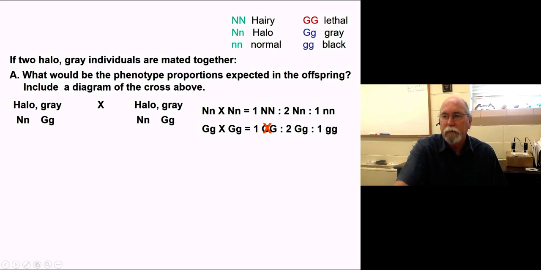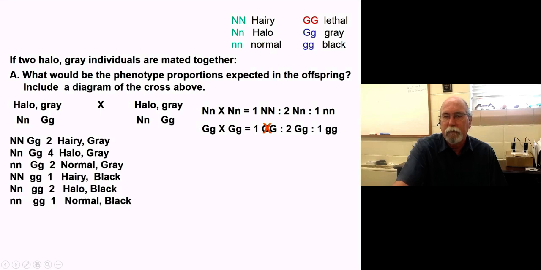All right, I just put all those together. I just put the big N with big G, and big N with little g, and kind of write them all down. And when I do, I get all this stuff, okay? Right? I get 1 times 2 is 2. 2 times 2 is 4. 1 times 2, so I've just written them all down. Everybody that's got big N is hairy. So I've got a hairy, you know. Everybody that's got this one right here is halo and normal, and these are grays and blacks. That's what I get right there, okay?